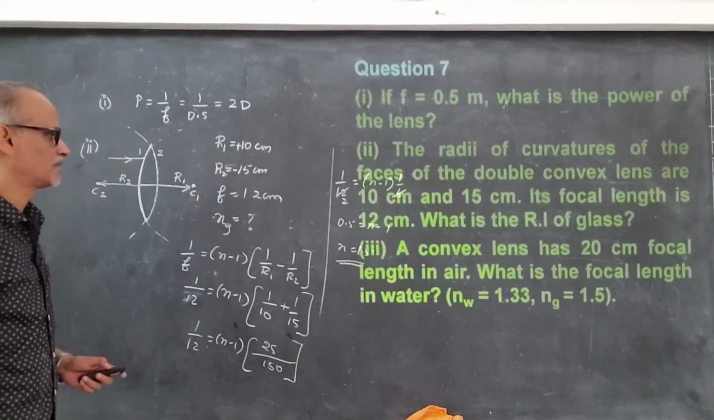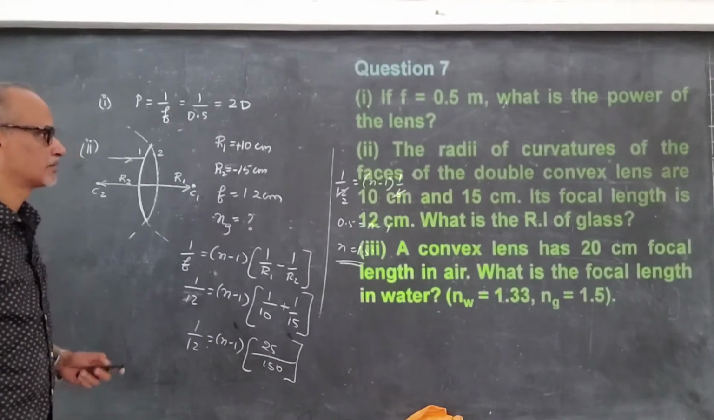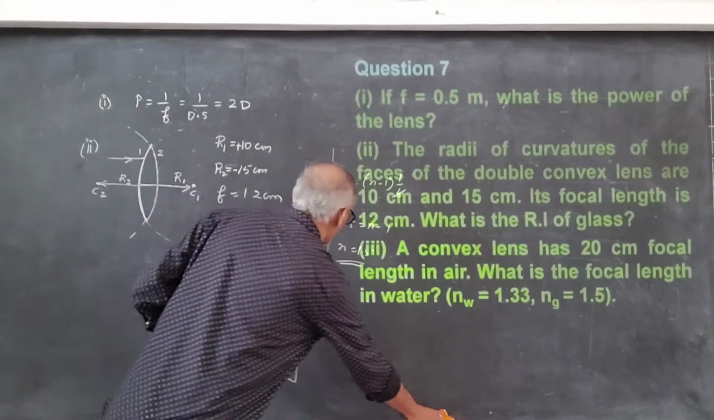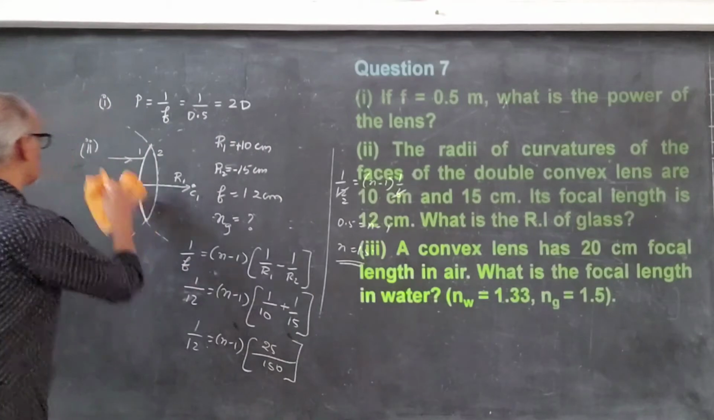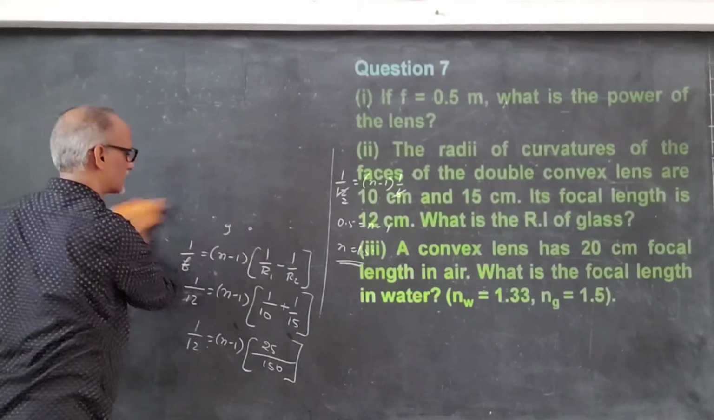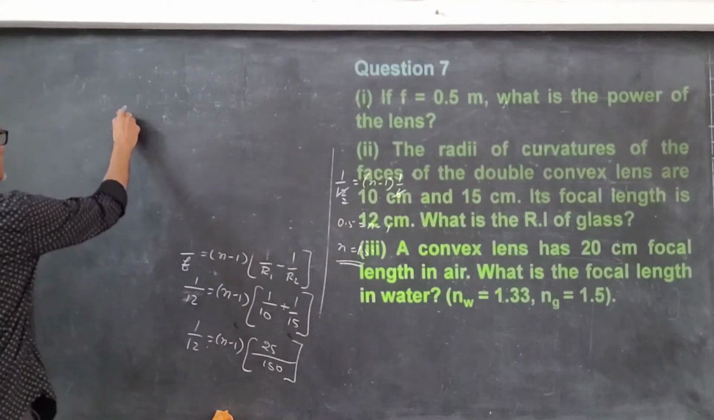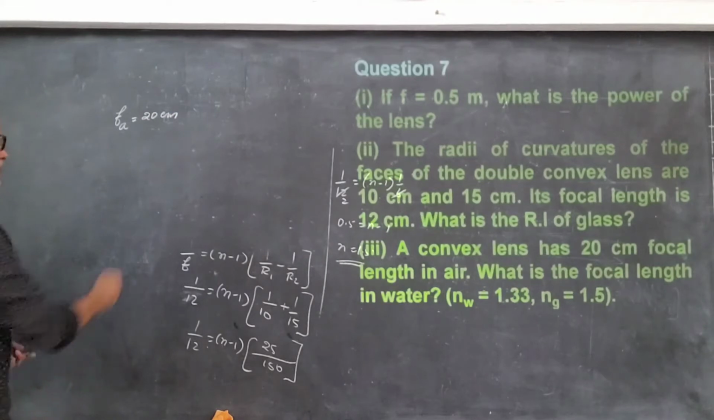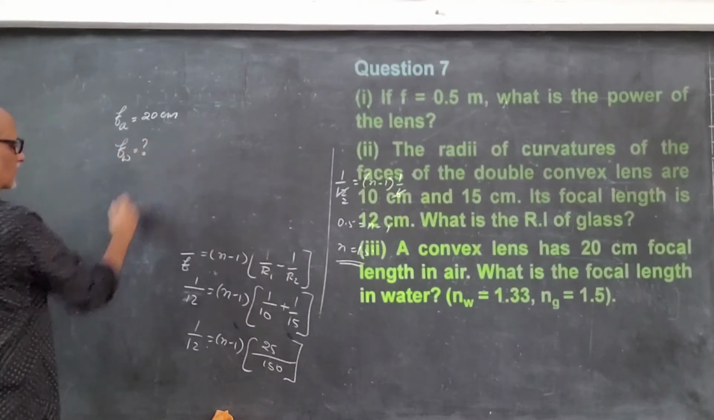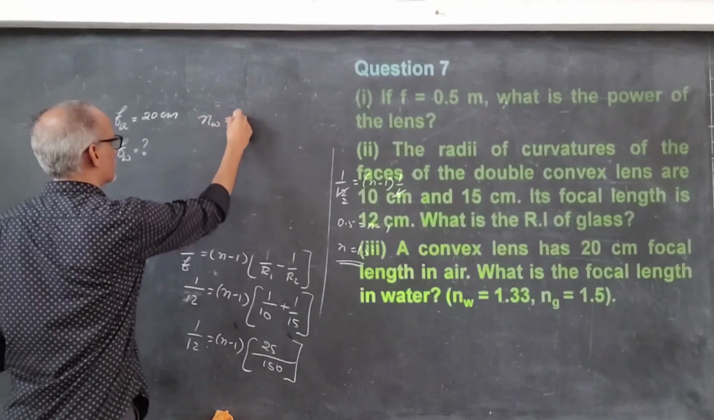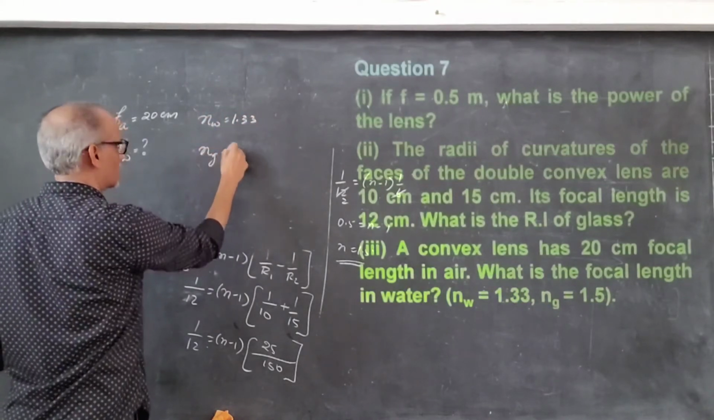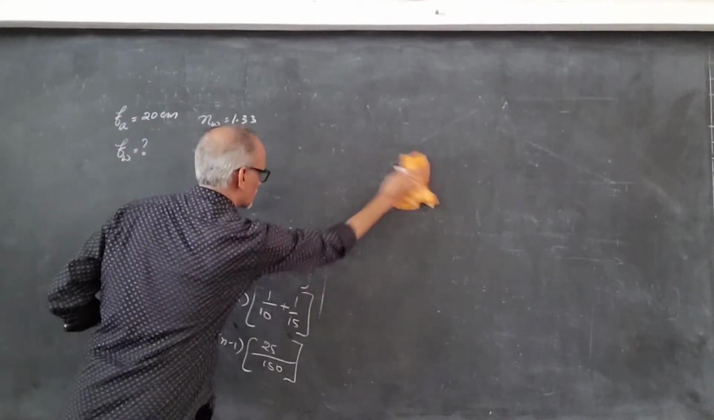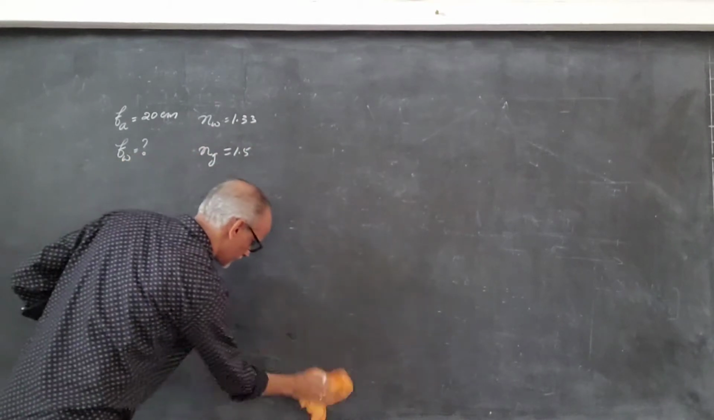A convex lens has a focal length of 20 centimeter in air, and what is the focal length in water? That is the third part of the problem, which I am going to write here. The focal length of the lens in air is given, which is 20 centimeter, and what is the focal length in water? I have to find Fw. The refractive index of water is given, which is 1.33, and the refractive index of the glass is 1.5. This is one of the important problems.